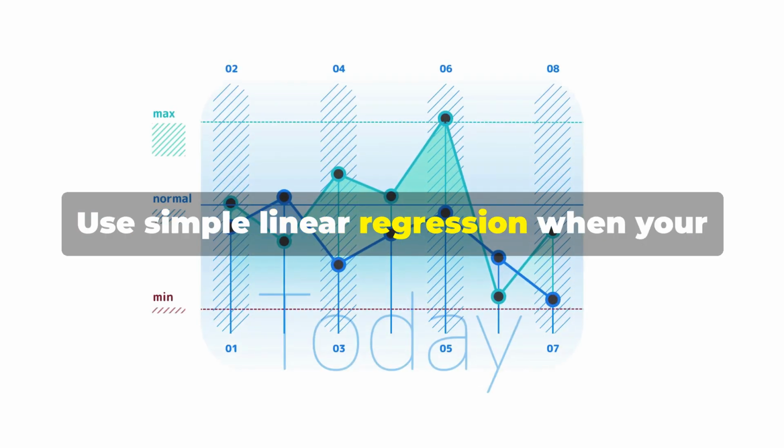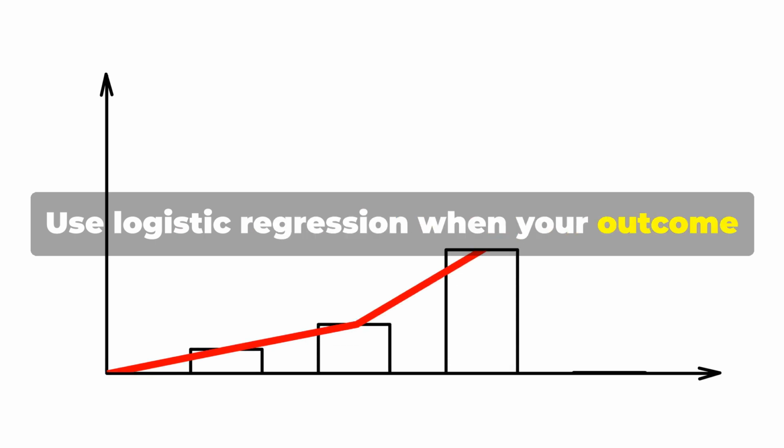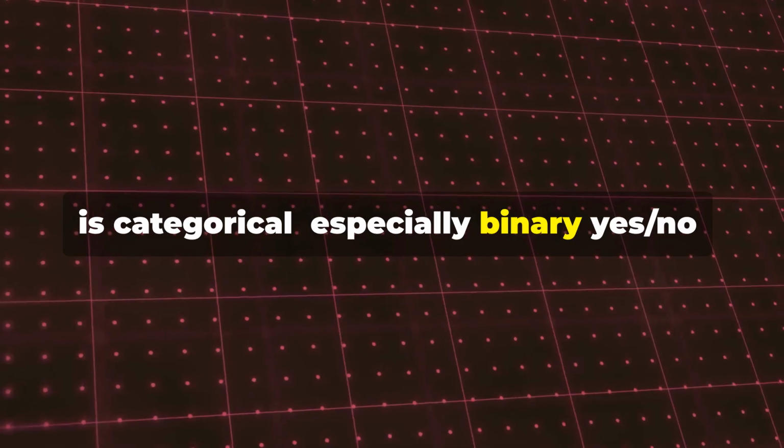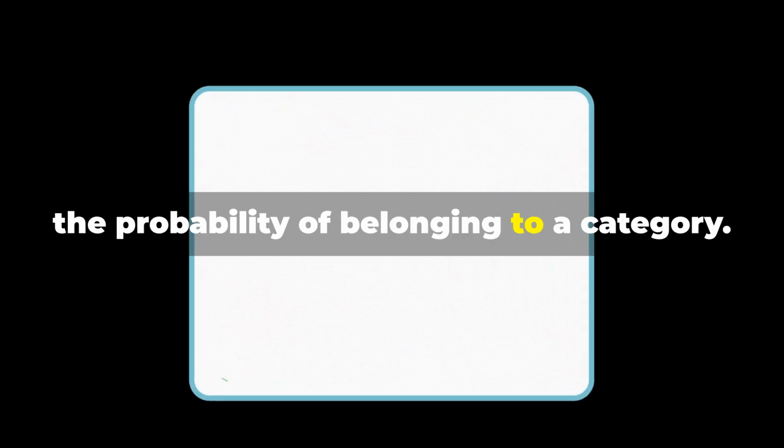Let's quickly summarize the comparison. Use simple linear regression when your outcome is continuous and you need a straight line model to predict its value. Use logistic regression when your outcome is categorical, especially binary yes/no, and you need an S-curve model to predict the probability of belonging to a category.